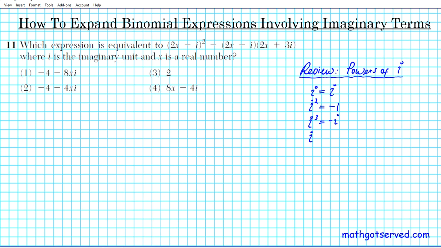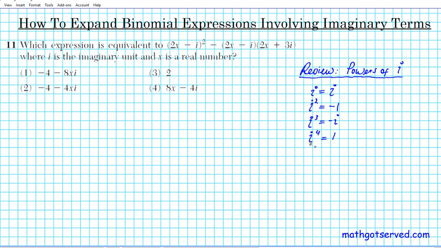And then i to the fourth power, you can either view it as i squared squared, which is negative 1 squared, which is 1, or i times i to the third, which is i times negative i, which is negative i squared, which is negative of negative 1, which is just positive 1. Alright? So you just need to know the first four.